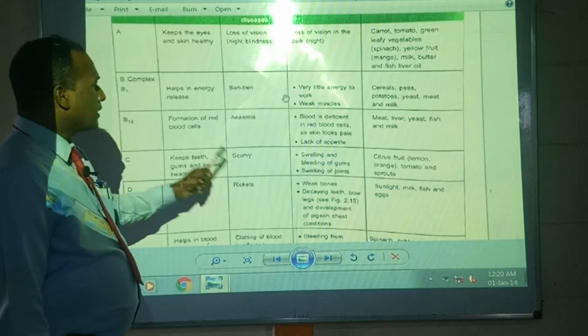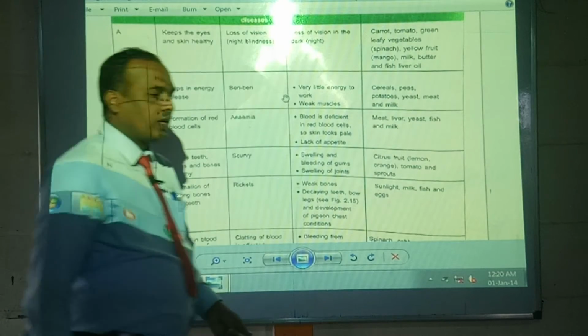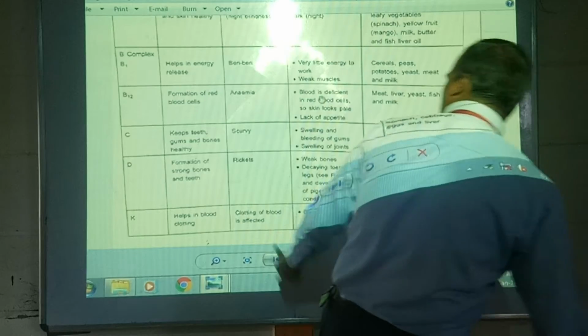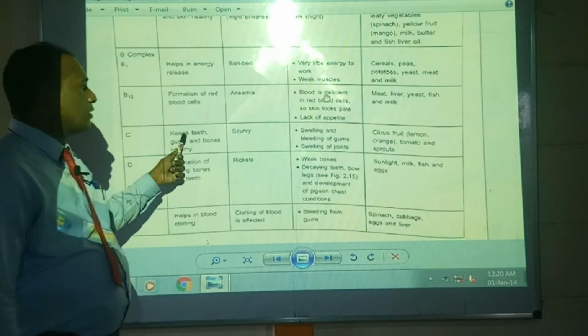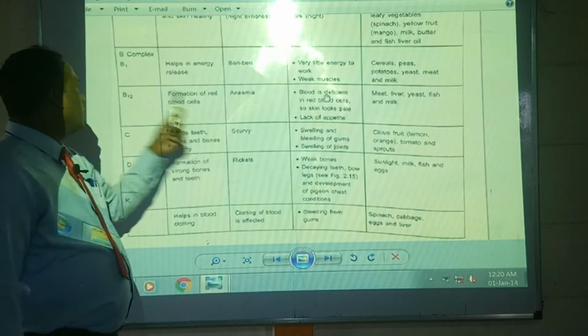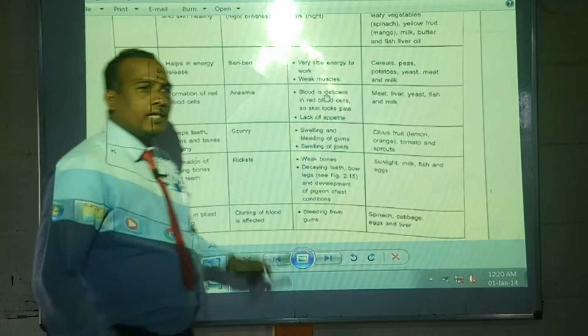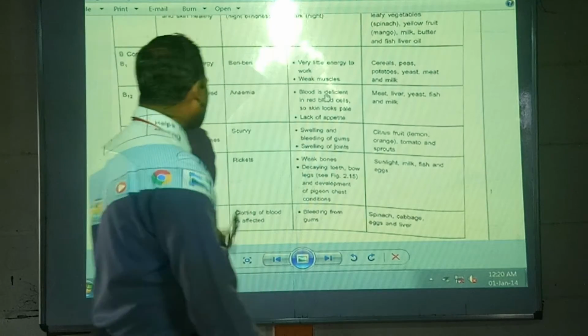And if you have this deficiency, what is the disease? Scurvy. Okay, what should you say? Scurvy. And remember, students, the disease, the vitamin and where you should get it. So vitamin C is scurvy, vitamin B12 is anemia, vitamin B1 is called beriberi, and vitamin A is called night blindness.